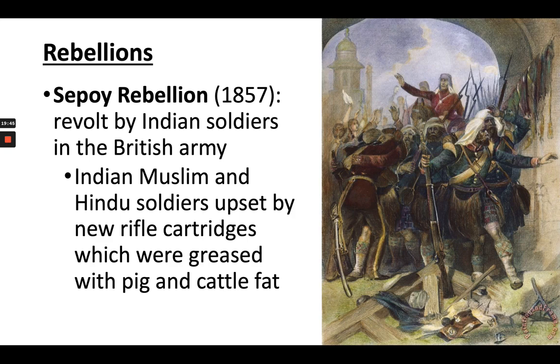the rifle cartridges were greased with a mixture of pig and cattle fat. What are the two major religions in India? Hinduism and Islam. Muslims don't eat pork. Cows are sacred in Hinduism. So the fact that these cartridges are greased with pig and cattle fat means they're managing to cross the taboo of two major religions, and thus upsetting all of the soldiers, right?